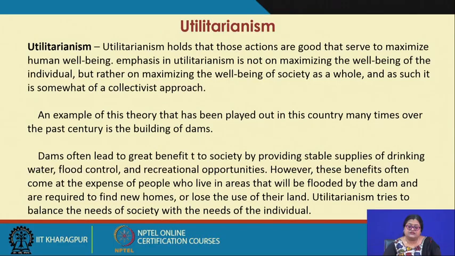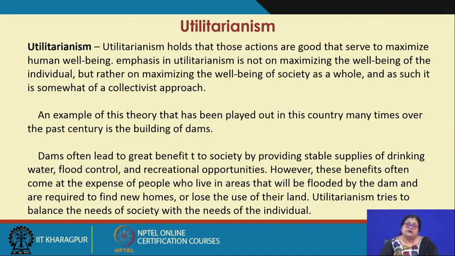We will start with utilitarianism. Utilitarianism holds that those actions are good that serve to maximize human well-being. Emphasis in utilitarianism is not on maximizing the well-being of the individual, but rather on maximizing the well-being of the society as a whole, and as such it is somewhat of a collectivist approach. So, anything that we consider good for the majority, we take it to be ethical in this perspective.